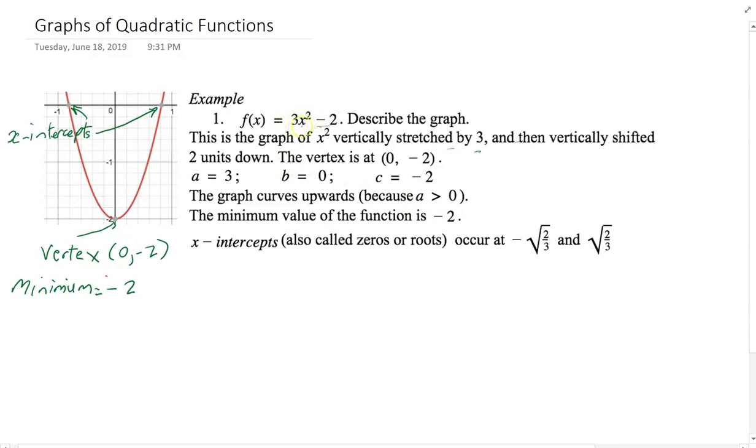In our quadratic function formula, 3x² - 2, a was equal to 3, b was 0, and c was -2. The x-intercepts of this graph can be seen right here, and these are negative radical 2/3 and positive radical 2/3. X-intercepts are also called zeros or roots of the function.